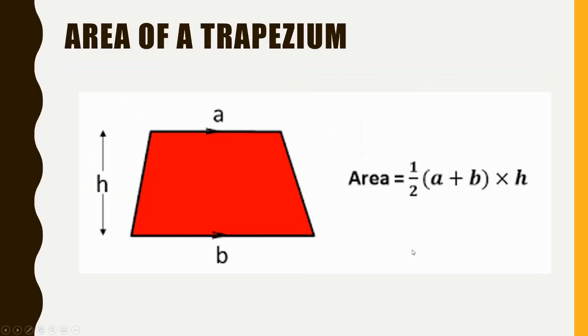Area of a trapezium. Area of a trapezium is the top and the bottom, or in this case, the two parallel sides. We might have the trapezium at a different angle, but we go this length plus this length divided by 2 to work out the average of the two lengths, and then multiplied by the distance between those two lengths.